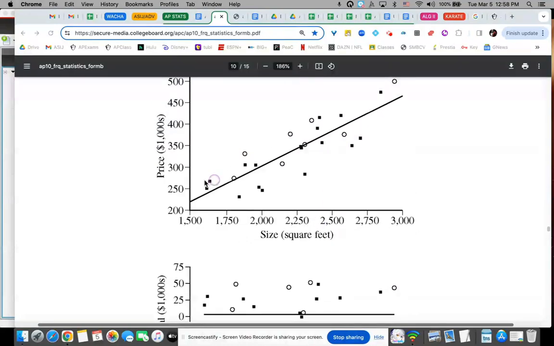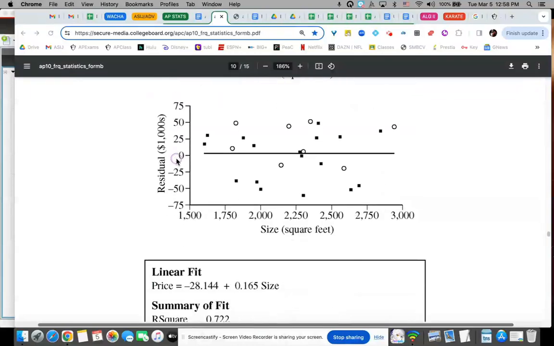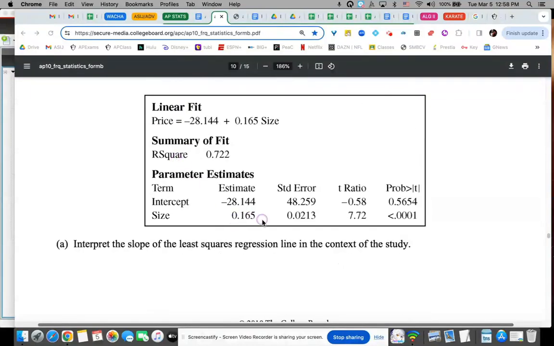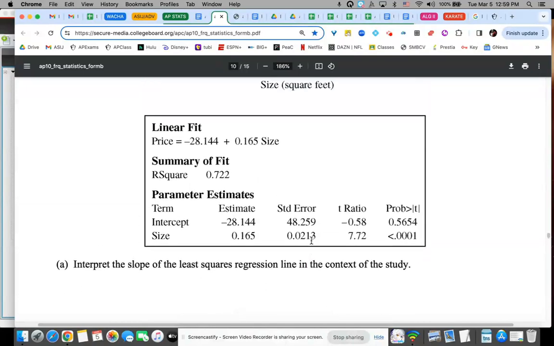on average, the price is predicted to increase by 0.165 thousands of dollars. So if it's thousands of dollars, you can move the decimal 3 places, 1, 2, 3. And instead of saying 0.165 thousands, you could just say $165. So on average, the price of the house will increase by that much for each increase.